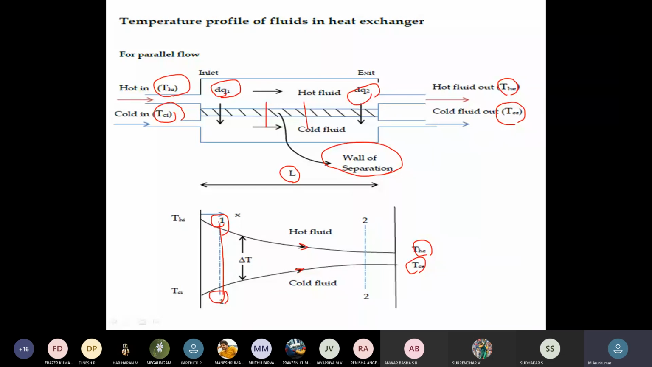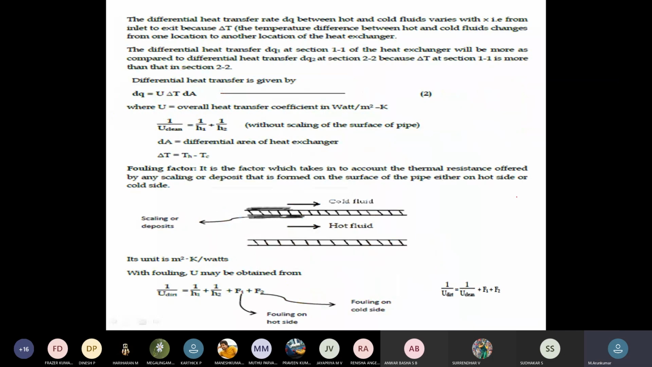So the temperature difference is more here. Here the temperature is much less. Whereas in the case of section 2, at state 2, the difference in temperature is less compared with section 1. Right. So that was stated here. Then a differential heat transfer is given by dQ equal to U into delta T dA. Right. I think you know this equation. So Q will be equal to U delta T into A.